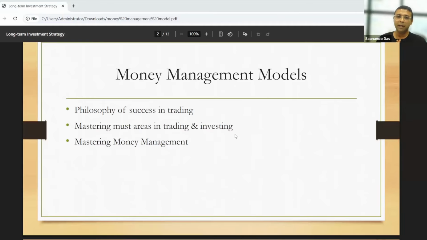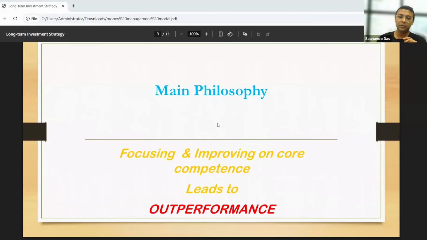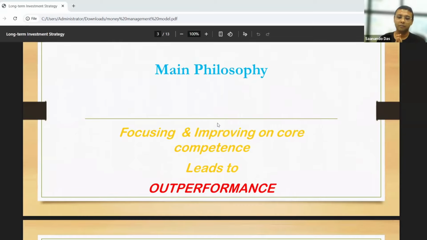So for the money management model, first we'll cover what the philosophy of success in trading is, what the must-have areas in trading and investing are if you want to reach super success, and then we'll move to the mastering money management part. This is the main philosophy: focusing and improving on core competence will lead to outperformance. I've said this many a time.